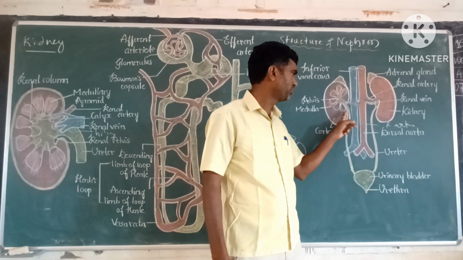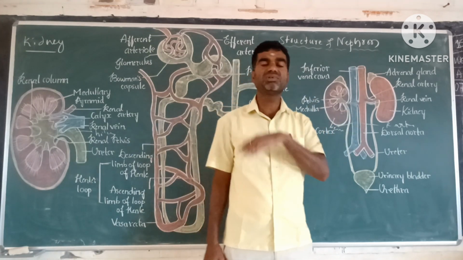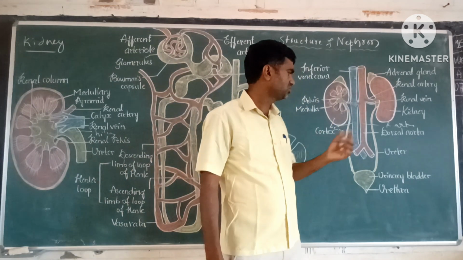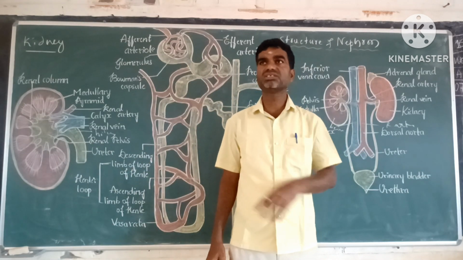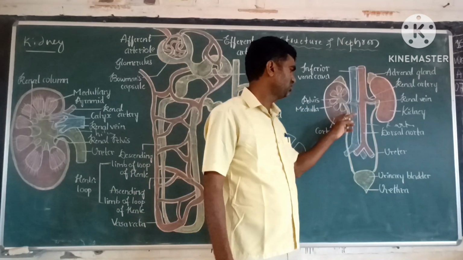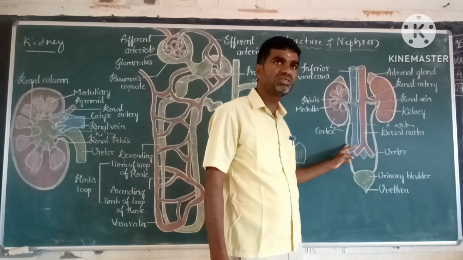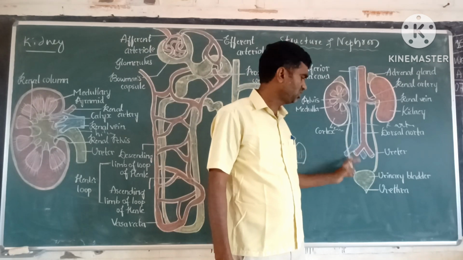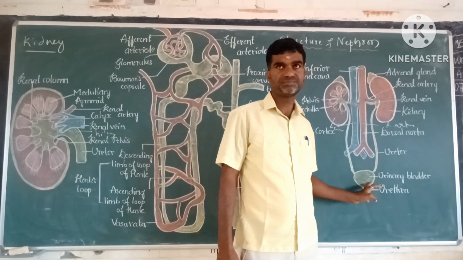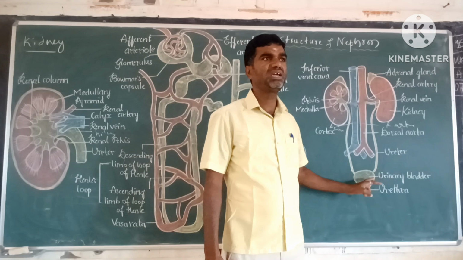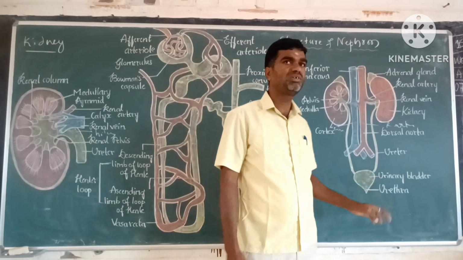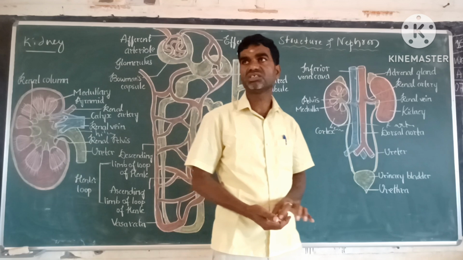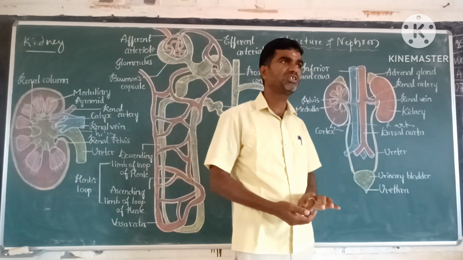If you see here, the ureter is a whitish tube-like structure made up of transitional epithelial cells. The urine passes into the ureter and through the ureter reaches the urinary bladder. The urinary bladder is a bag-like structure, and it is also made up of transitional epithelial cells.